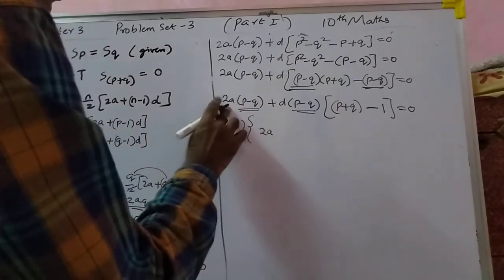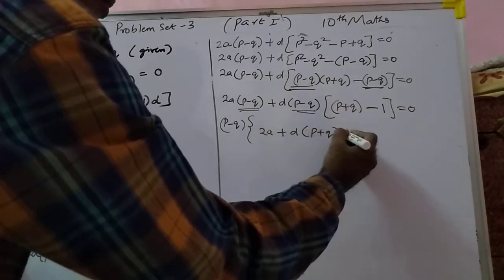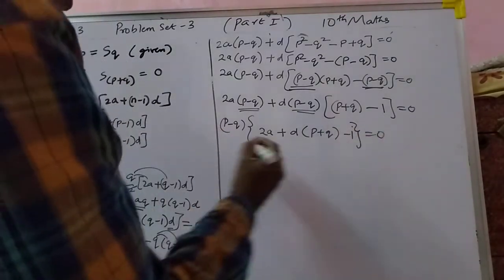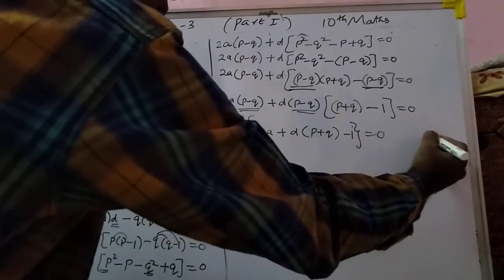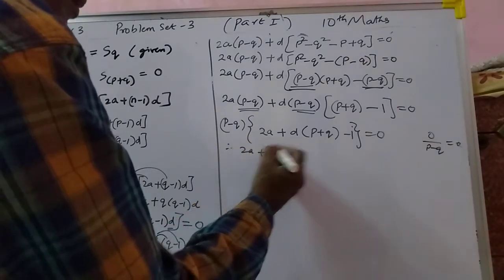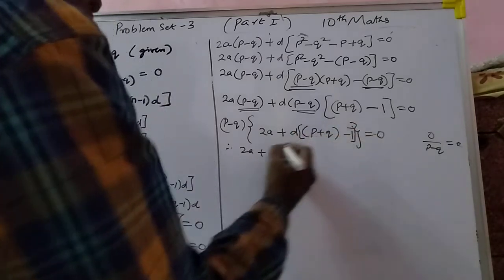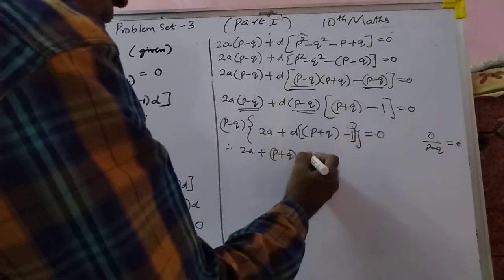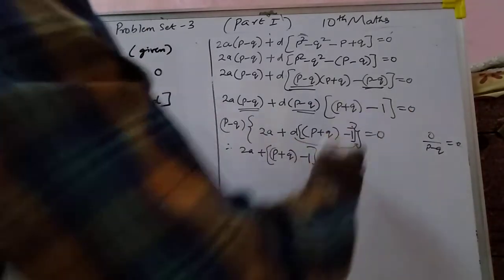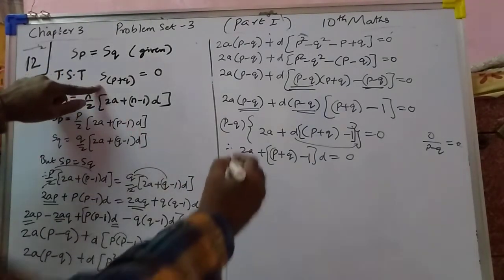It will become (2a + d)(p + q − 1) = 0. It will go here, so that will be 0 upon p − q, which is equal to 0. Therefore, 2a plus... take d that side. It will become 2a + (p + q − 1)d = 0. I got this.